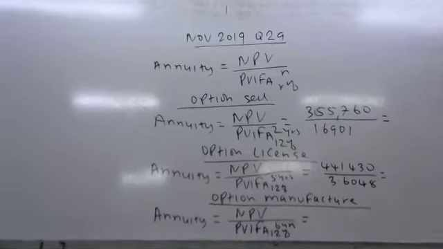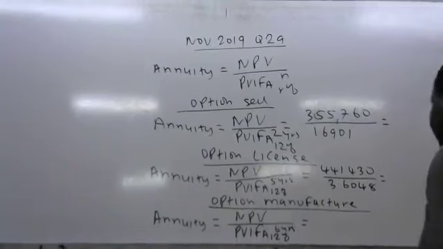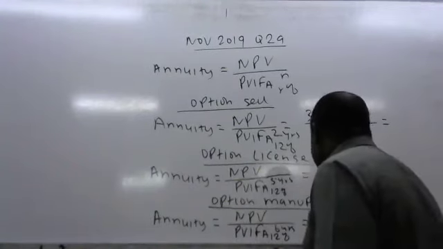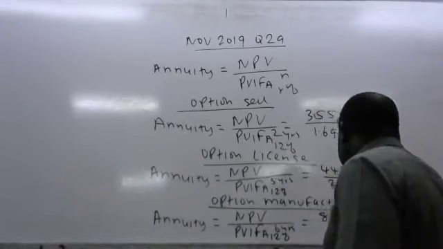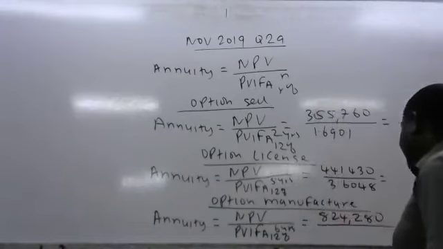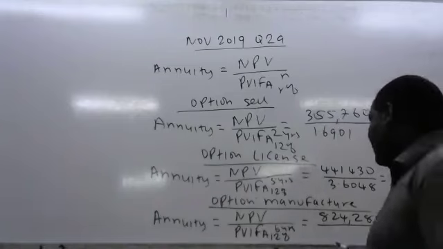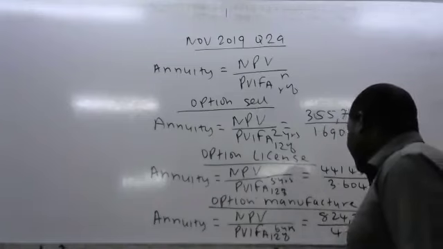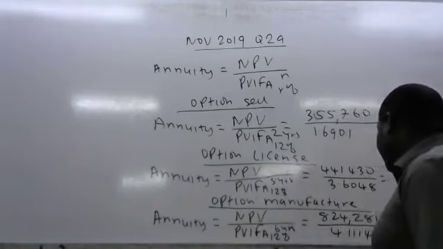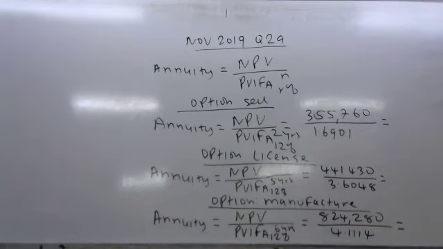Sorry, 824,280. So also confirm in the annuity table in year 6: 4.114. Yeah.